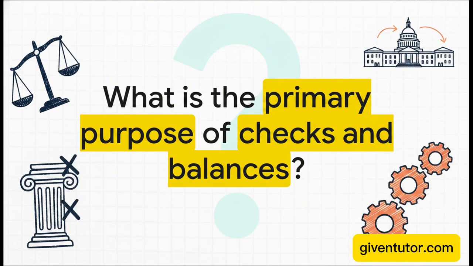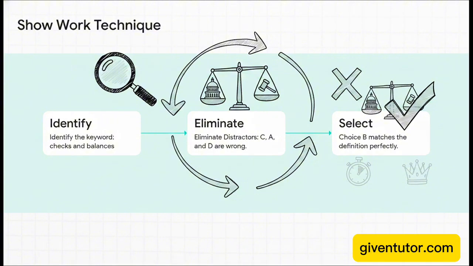Okay, the question reads, what is the primary purpose of the system of checks and balances in the U.S. government? Your options are A, to ensure the judicial branch is the most powerful, B, to prevent any one branch from becoming too powerful, C, to speed up the process of creating new laws, or D, to give the president control over Congress. Let's use what we call our show work technique.